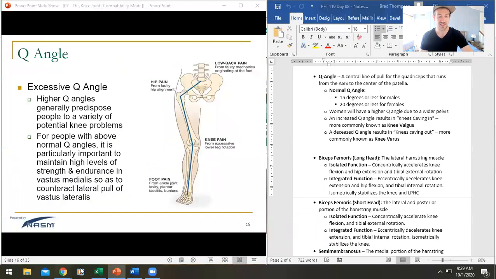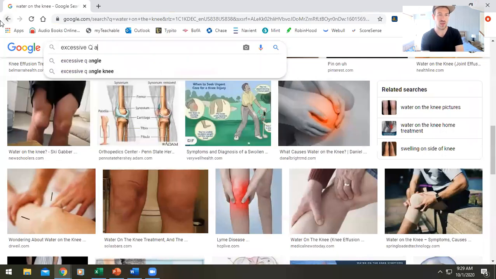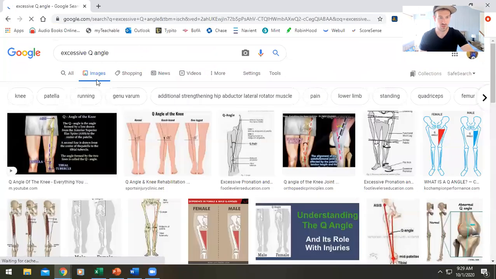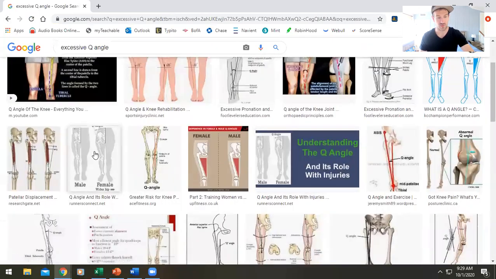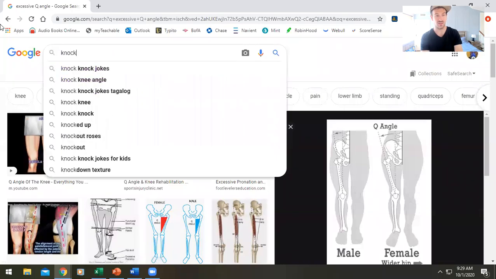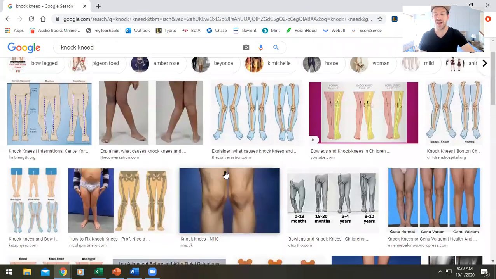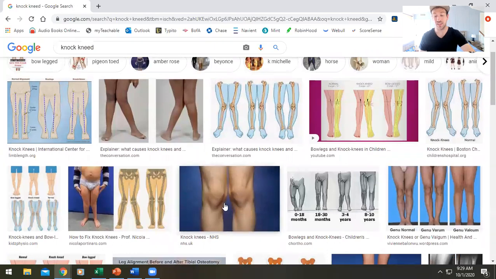Let's take a look at some more pictures here. So excessive Q angle, or knee valgus, right? So again, yeah, question. Hey, Brad. Yeah, what's up? Don't we call that knock knee? Yeah. If we look up knock kneed, yeah, knock kneed is going to be sort of a cave in motion. Now okay, this is a little bit different.